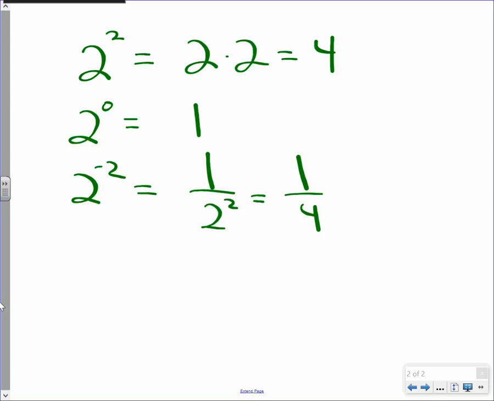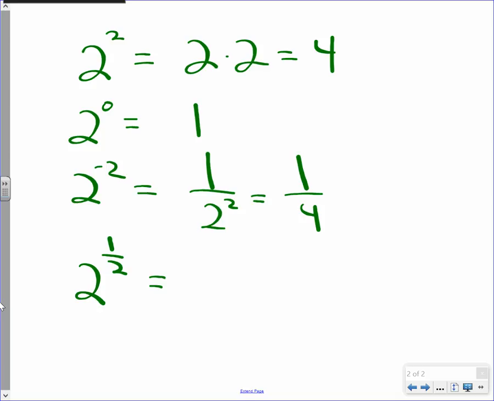Now, what if we had 2 to the 1/2 power? That's where I'm headed today: what we call rational exponents. The word rational in math means a number that can be communicated by a fraction. So we call this a rational exponent. What the heck does that mean? Well, believe it or not, it means this.